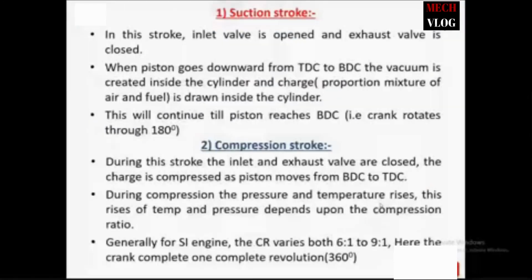Okay, so that's all about the compression stroke. Generally for an SI engine, the compression ratio varies from 6:1 to 9:1. That is, the entire volume, which is the summation of swept volume plus clearance volume, divided by the clearance volume. So it changes from 6:1 to 9:1.